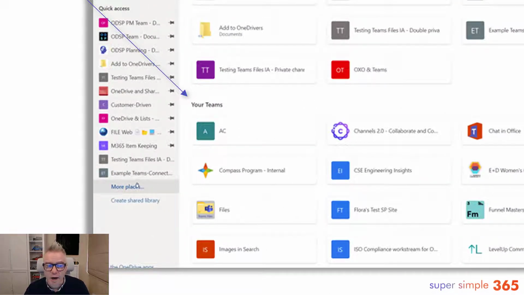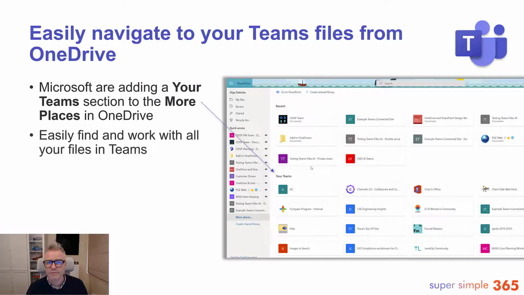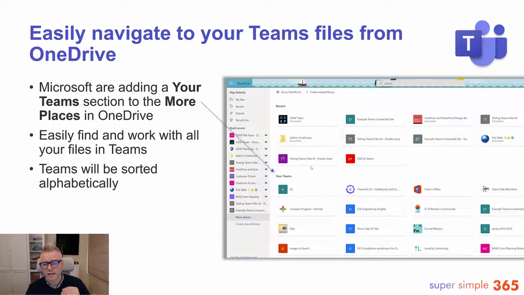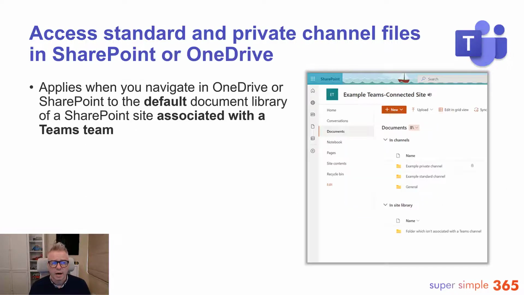But you have to click on More Places. So you can just see where I'm trying to highlight a little bit there. Click on More Places, and then you'll have your Teams. Nice easy way to find the document library for all of the Microsoft Teams that you're in. They're sorted alphabetically, and that is due early to late April. Really cannot wait for that. I think it's going to be great.